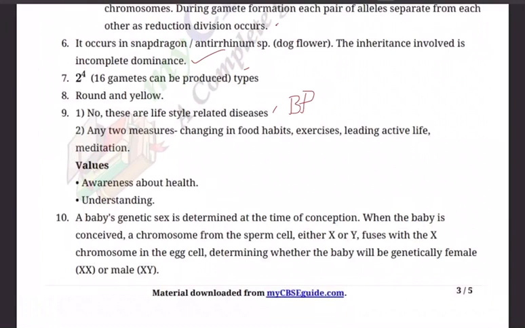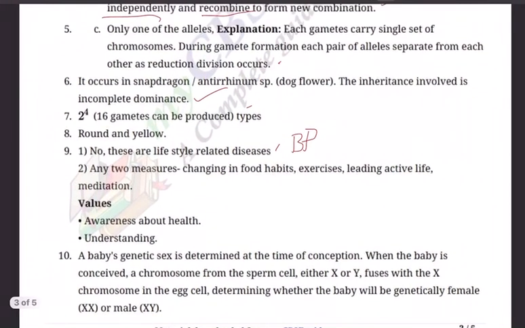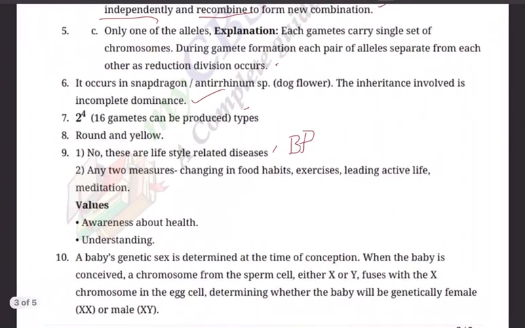As I said, hypertension, blood pressure, BP is not genetic. It is lifestyle related, our lifestyle, how we make it. The moment a person takes everything under stress, everything into tension, naturally BP shoots up. So it is not genetic, right?